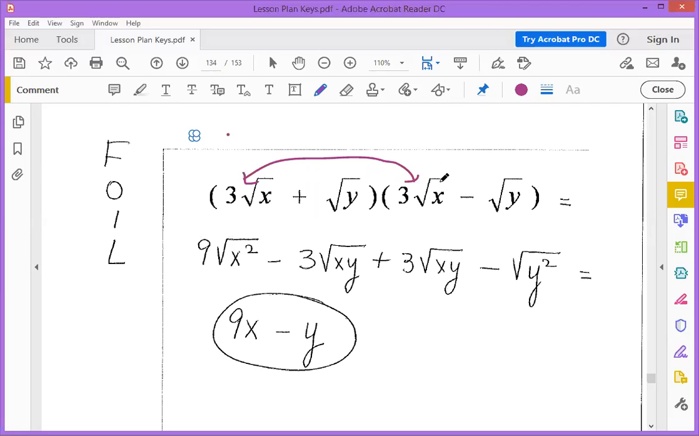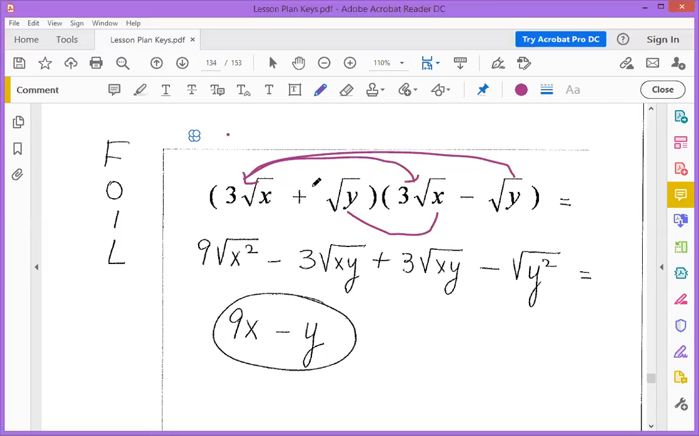That's our first term. Now our outer terms, that's 3 square root x times minus square root y. You see what's underneath the square root symbol, x and y. So we'll be minus 3 on the outside. Underneath the square root, we have x times y. So it's minus 3 times the square root of xy. Our inner terms, very similar. We have 3 on the outside. It's positive this time. So plus 3 times the square root of xy. We just list them alphabetically with our x first.